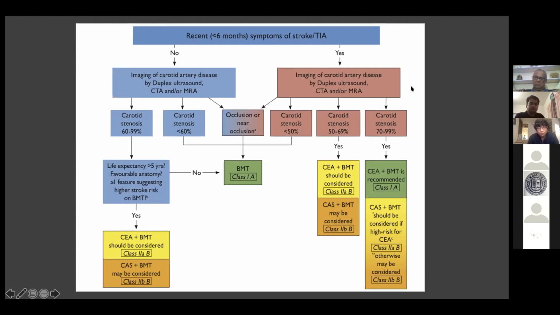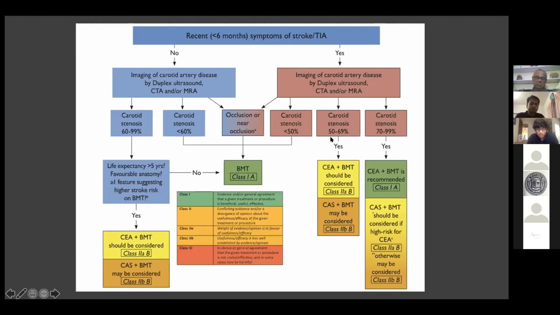And for symptomatic patients, obviously, you are more liberal in treating them, because at more than 50% you are justified in treating them. But as I will show you, this will tell you how you gather this evidence and what level of evidence it is.